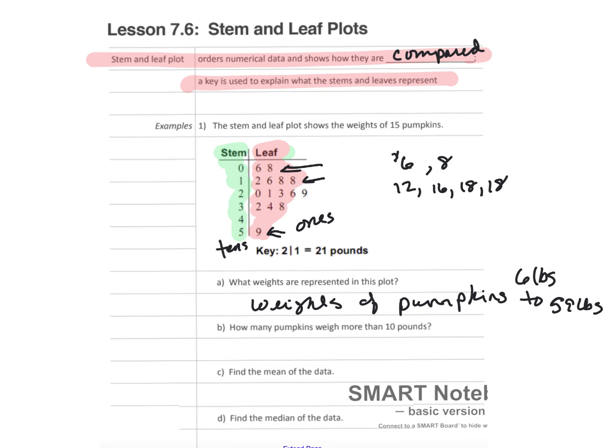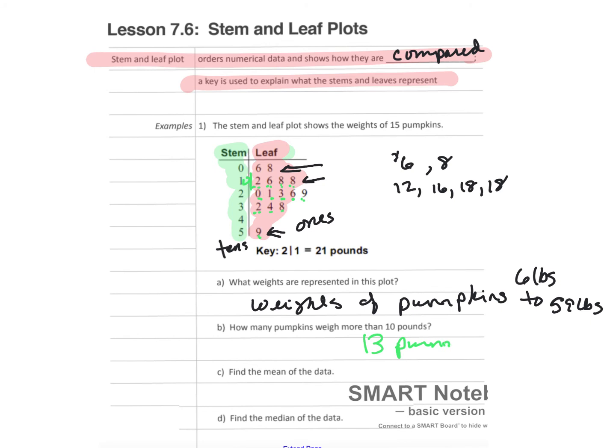So how many pumpkins weigh more than 10 pounds? Well, here is 10 pounds right here. This would be 10 right here. So we don't have a 0. So we have 12, 16, 18, 18, 20, 21, 23, 26, 29, 32, 34, 38, and 59. So that's 1, 2, 3, 4, 5, 6, 7, 8, 9, 10, 11, 12, 13 weigh more than 10 pounds.